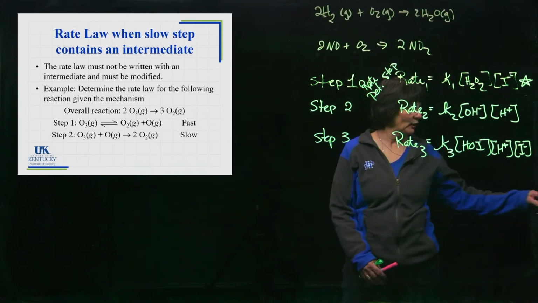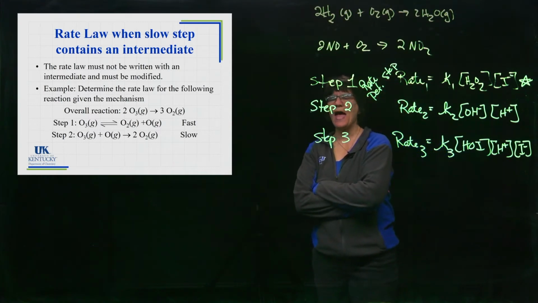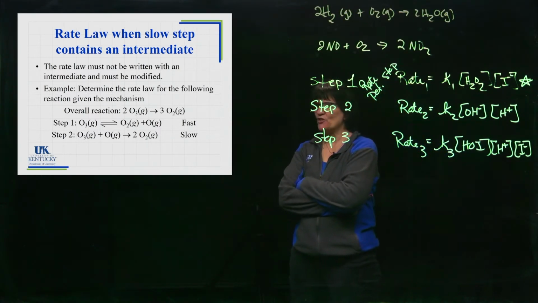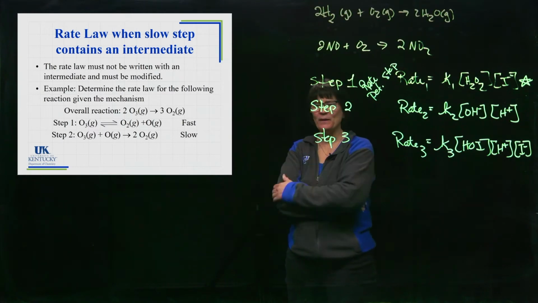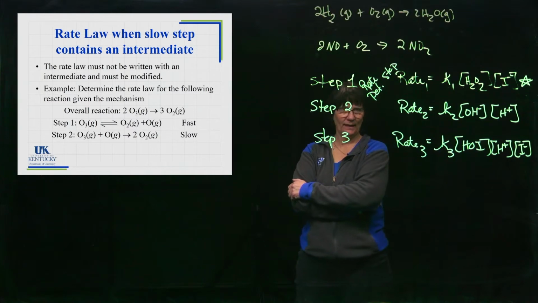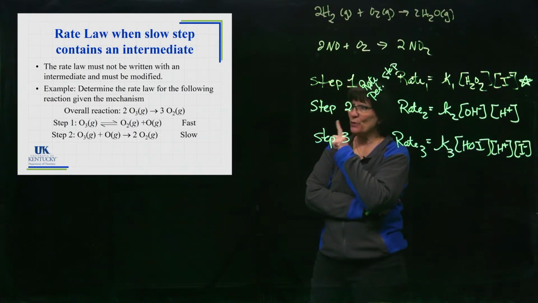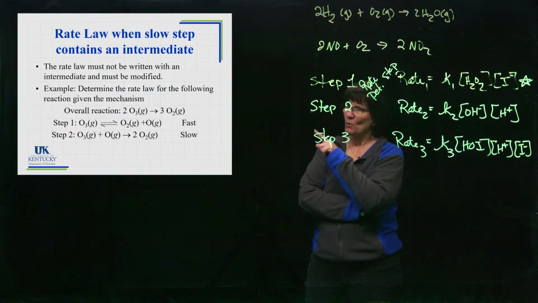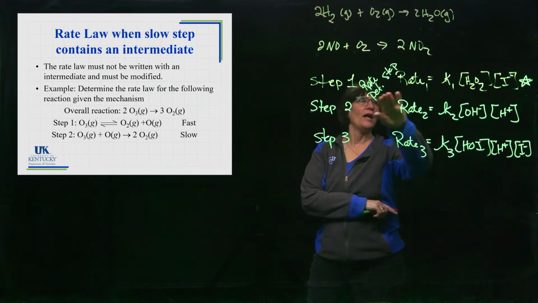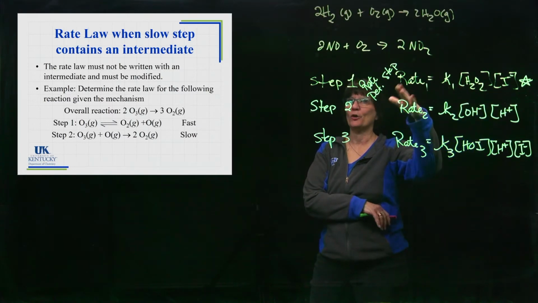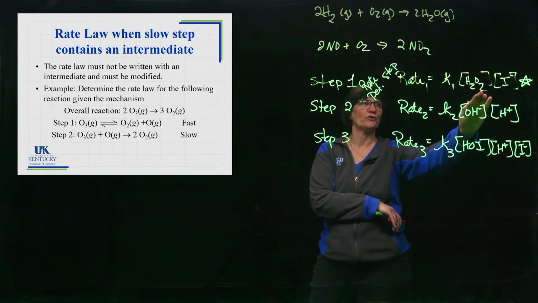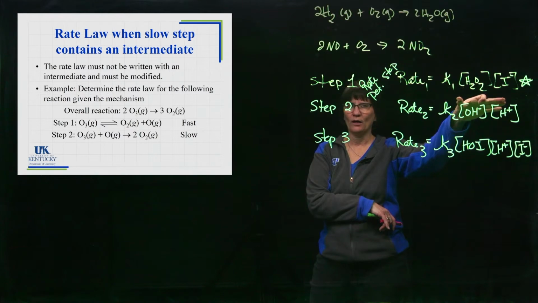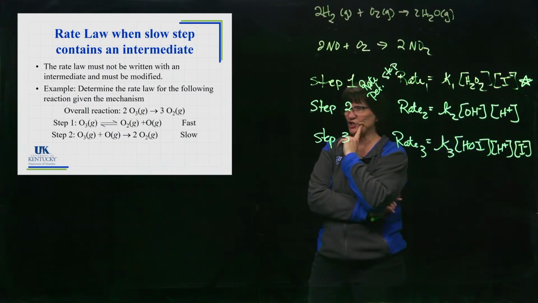Now, this one is a little bit different. Sometimes you have a mechanism in which the slow step has intermediates in it, and you never want to leave it with the intermediates in it. I want to show you how you can come up with the overall rate law when you know the slow step. If I knew this was the slow step, I would know this was the overall rate law. They go hand in hand. The rate law of the slow step is the rate law for the overall reaction.